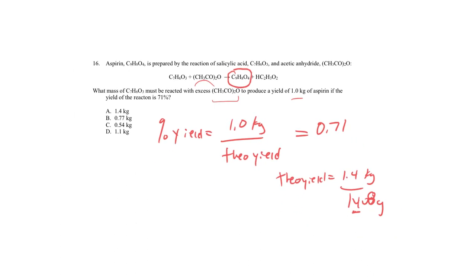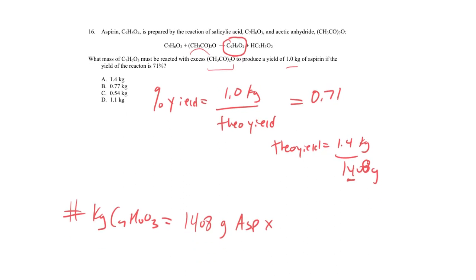And so then I might be going through this process here, trying to figure out the number of kilograms of a reactant. I could have left it in kilograms, but I like converting to grams. But the number of kilograms of C7H6O3 would be equal to 1408 grams of the aspirin times the molar mass of aspirin.